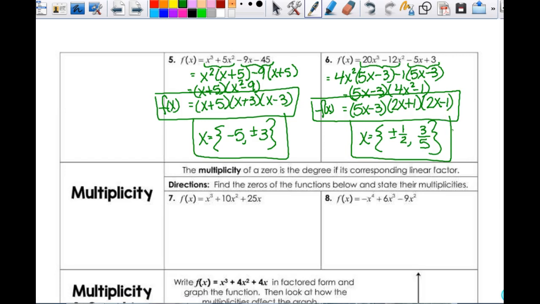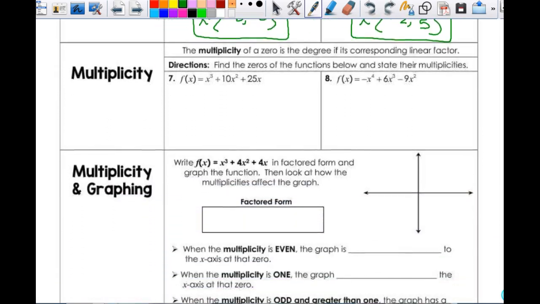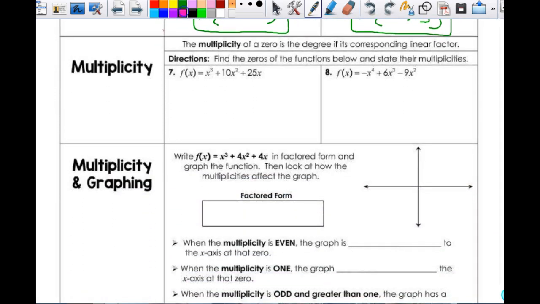All right, so you should have factored and found zeros a ton last year, so that should all be pretty simple and hopefully a total review to you. So let's talk about multiplicity. The multiplicity of a zero is the degree of its corresponding linear factor. Okay, so it's the degree of the linear factor, not the degree of the polynomial. So we're going to find the zeros of the functions below and state their multiplicities. So we're still going to factor and find zeros. We got to start that way.